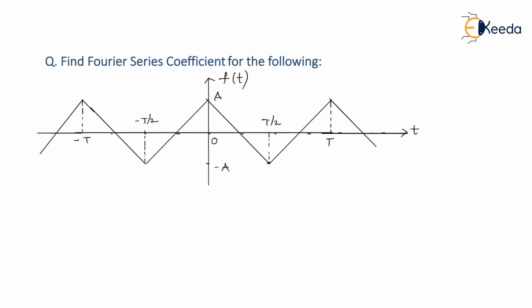Question says, find Fourier series coefficient for the following. Now as you can see, they have provided us a triangular wave. In fact, so far whatever sums that we have solved, we were looking for a square wave. Is it really possible to transform this triangular wave into square wave?